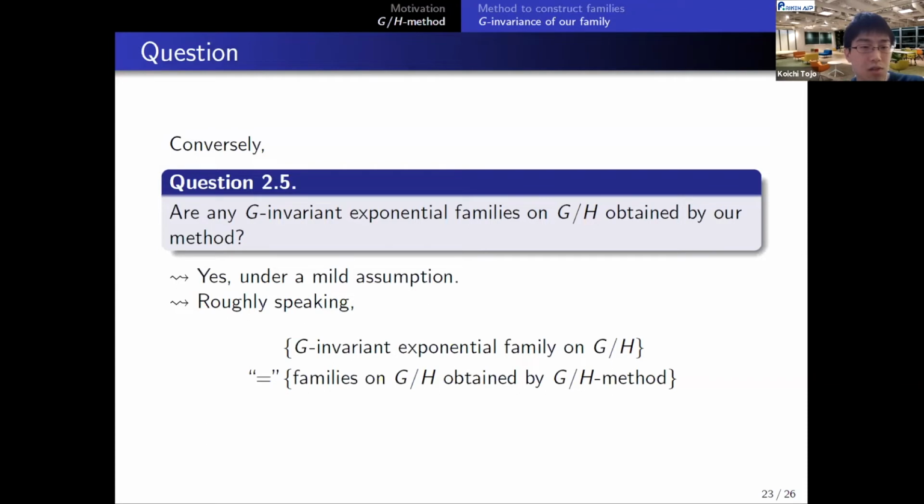Then the following question 2.5 naturally arises. Are any G-invariant exponential families on G-Modage obtained by our method? The answer is yes, under my assumption. So if we accept the answer, roughly speaking, there exists a correspondence between the set of G-invariant exponential families on G-Modage and the set of families on G-Modage obtained by the G-Modage method.